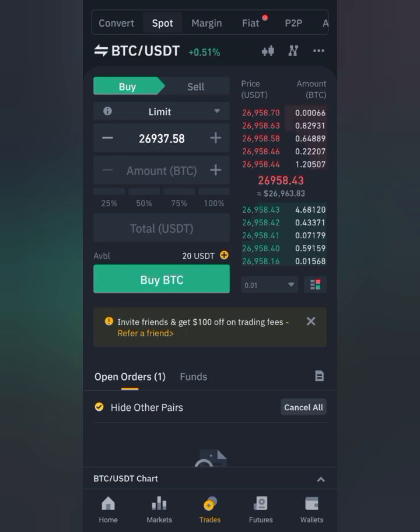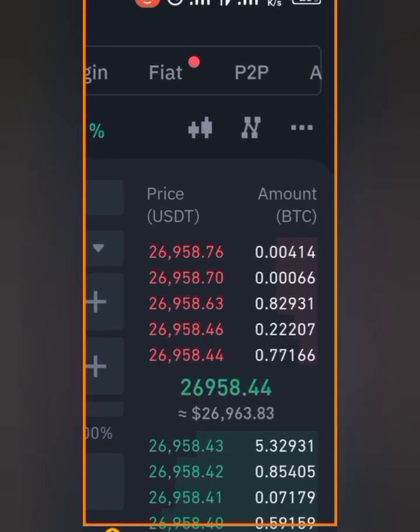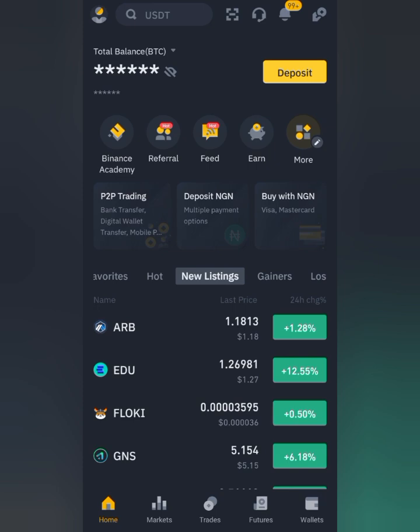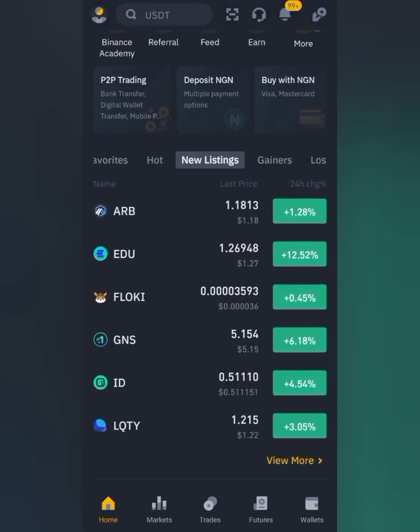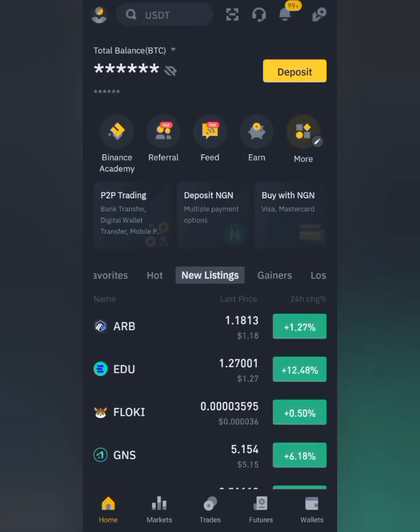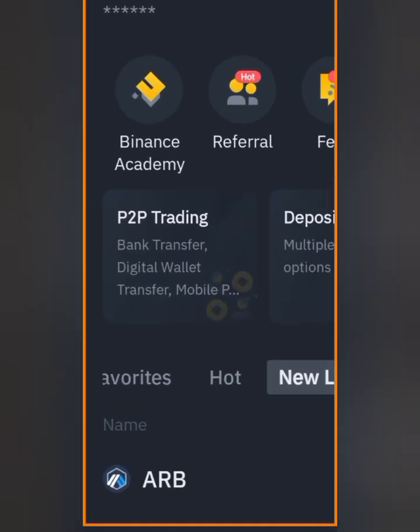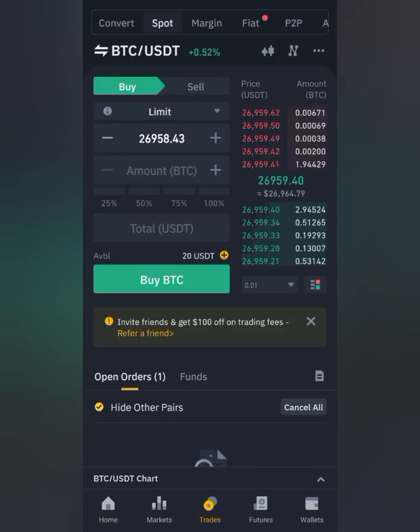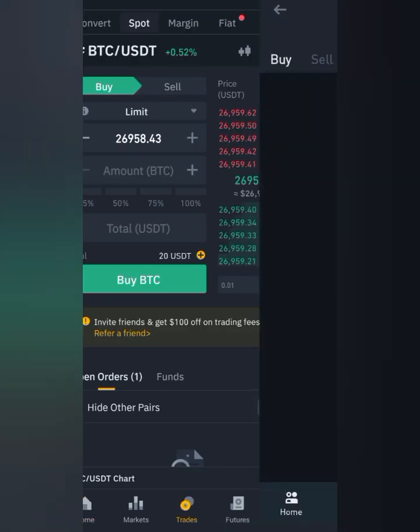So anyways, for us to get to the P2P, it's very simple. We're here in our spot trading space, and you can see to the top right, we can see P2P here. That's where we're going to enter from. You can also enter from the home page. If you slide up, you would see P2P trading is right here. Can you see that? You can enter through that place also. But I just want to enter through this place. So let's click on P2P.